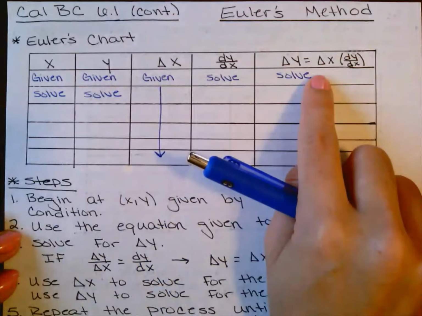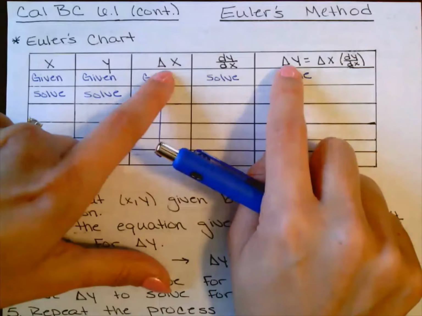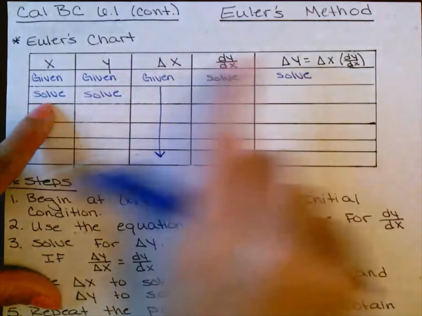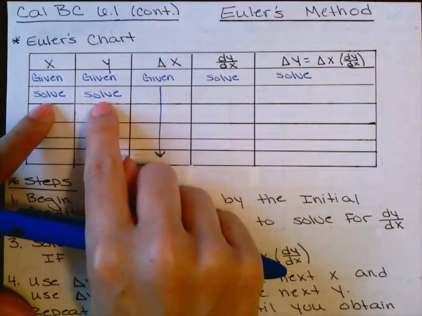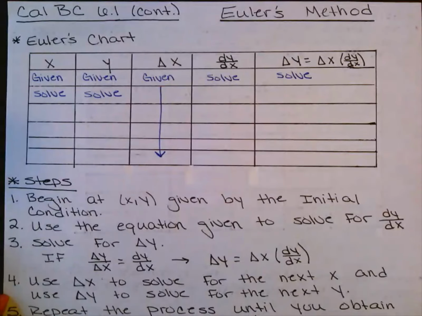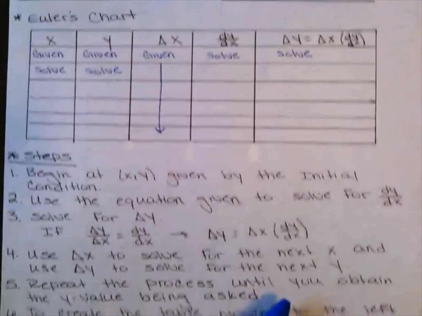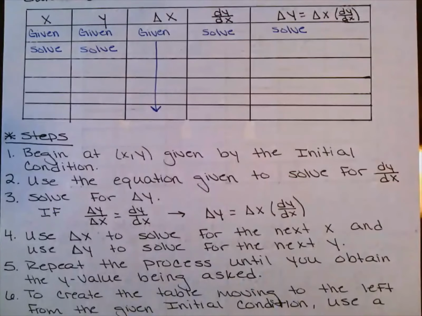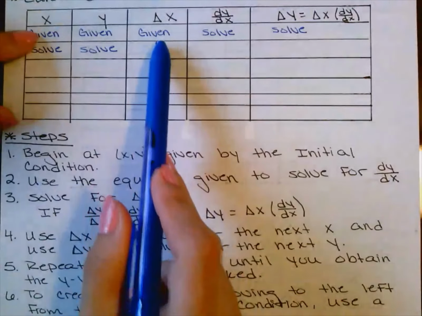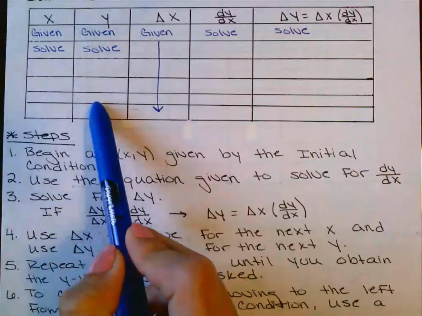Once you get to that step on your chart, you're going to use this delta x and delta y, your changes in x and y, to get to your new ordered pair. Once you get to that new ordered pair, so we just said step 4, you're going to repeat the process until you obtain the y value being asked. So the way they'll ask you that is they'll say, use these points in order to find out what y is when x is, and then they'll give you some number like 7. So you keep changing your x's until you get to x is 7, and you find out what y value that will give you.